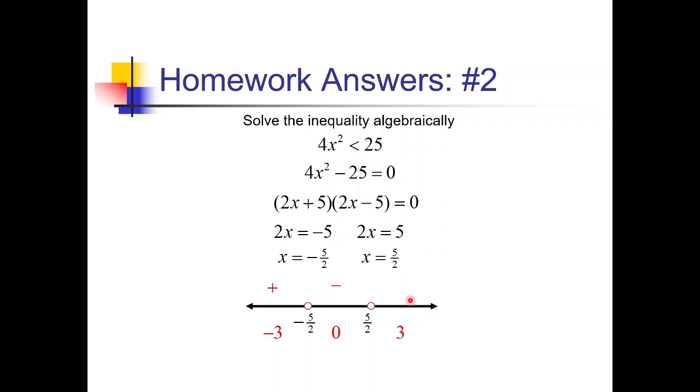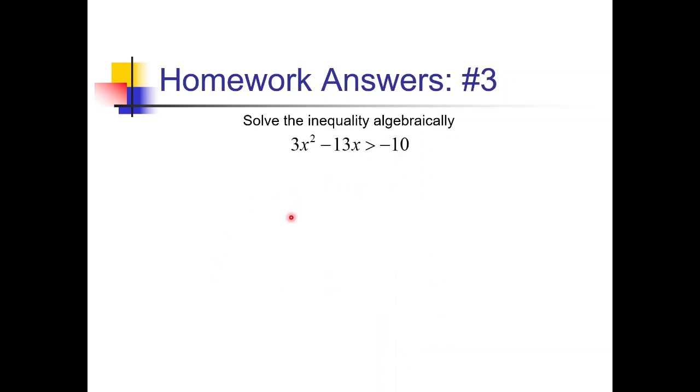Positive gives me a positive by multiplication. We wanted less than 25 initially, and that became less than 0 after we rearranged things. So we want the negatives, which is this middle region here. And then just writing that inequality, we have negative 5 halves less than x, less than 5 halves.